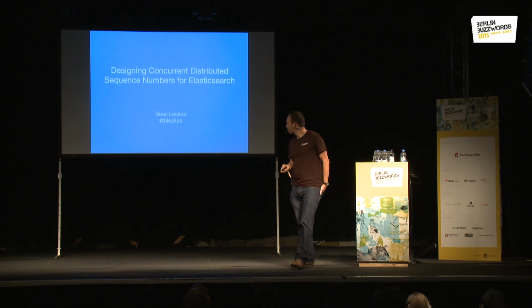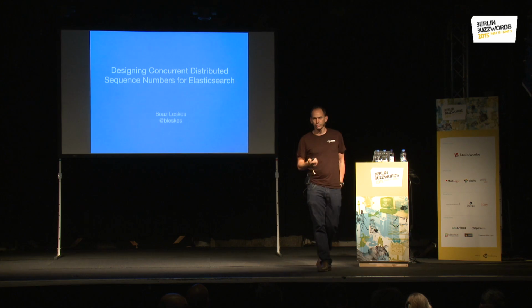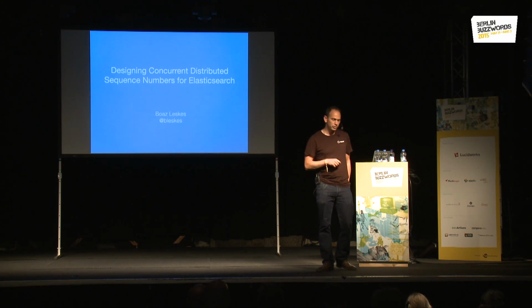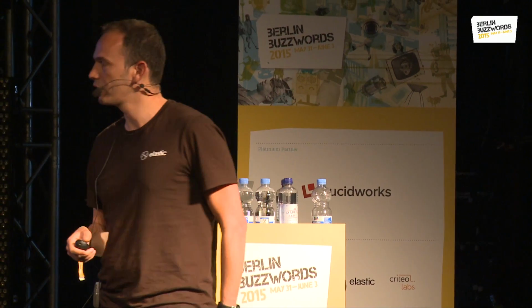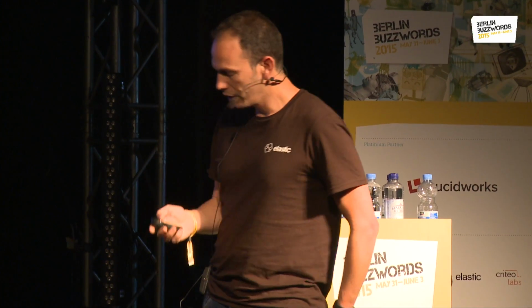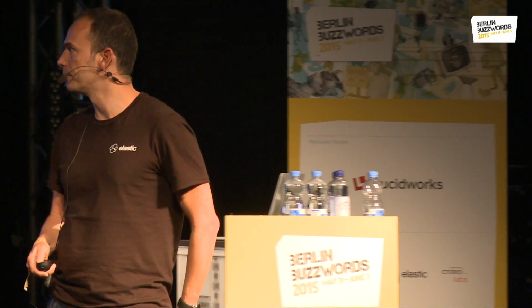Okay. So my name is Boaz Leskes. I'm part of the development team at ElasticSearch. And this talk is about my last 8 months or so, thinking about how to implement sequence numbers in ElasticSearch. So the first thing to talk about is, what do we mean when we say sequence numbers, and why do we want to do this?